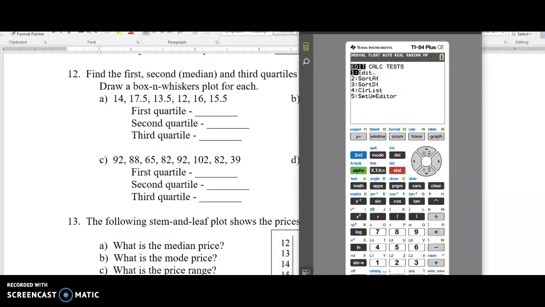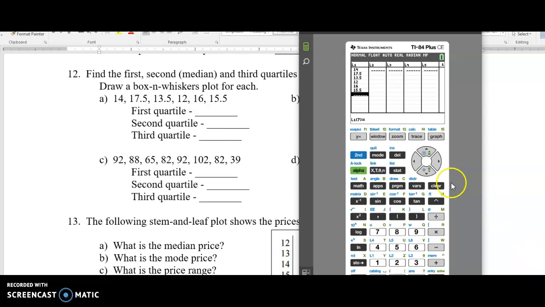And we're going Stat and Edit. And then we're going to clear out the entries. And we're going to put in this set of data. Okay, starting with 14. So 14, 17.5, 13.5, 12, 16, 15.5.